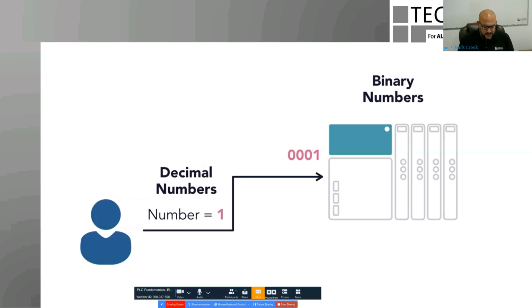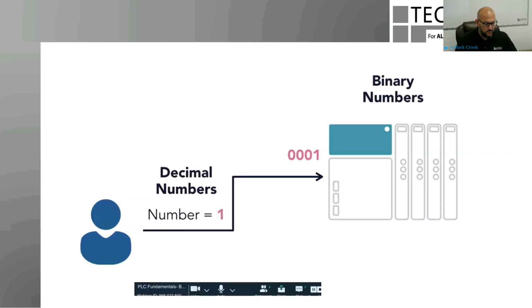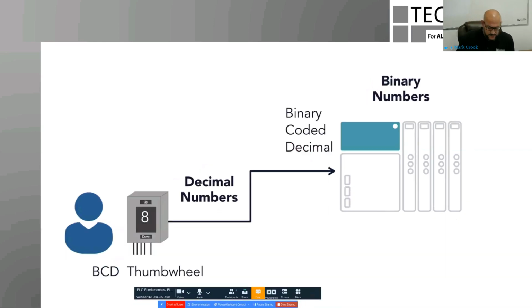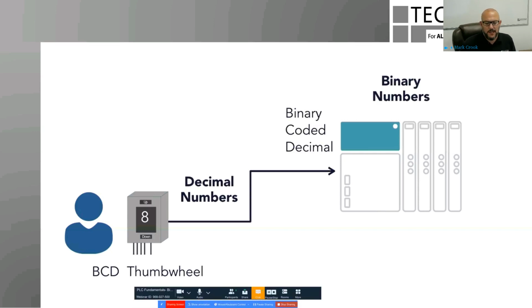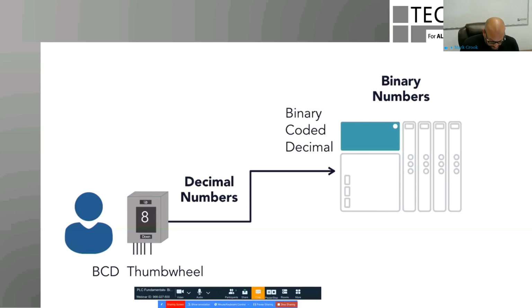Now, a PLC itself can only understand binary information, but we might want to send that information to it in various other types of scenarios. What we have here is just a typical example. This is a thumb wheel setup, a BCD thumb wheel, which will send a series of decimal numbers to the PLC, which we then need to read and interpret as binary coded decimal.